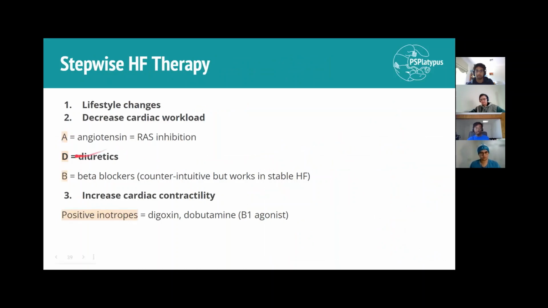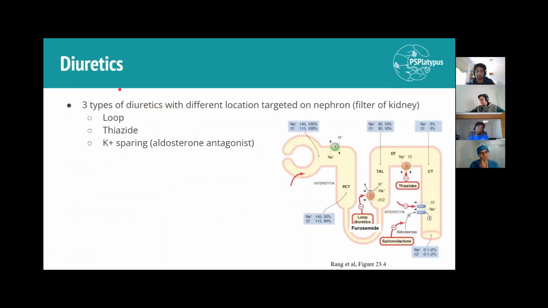Okay, so the second one is diuretics. I talked about potassium sparing diuretics, and I hinted at that just then. If we go into this in a little bit more depth, a diuretic is basically something that will increase urine output, and by increasing urine output, we decrease blood volume and we decrease blood pressure. That's essentially the mode of action.